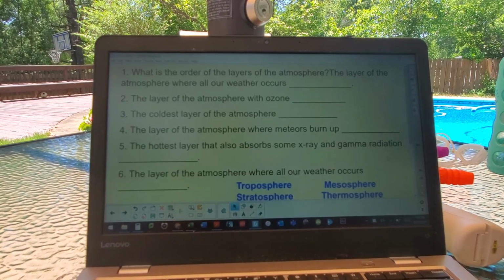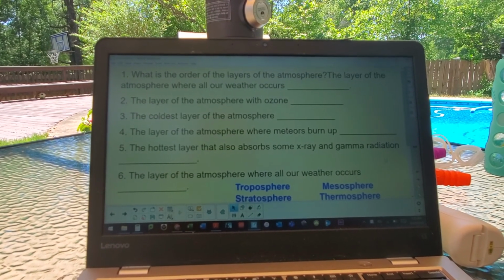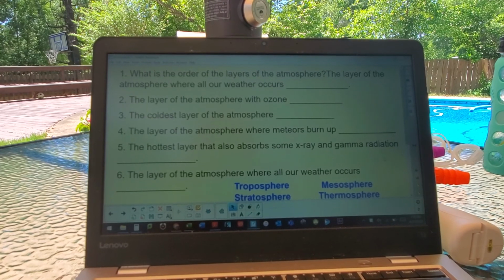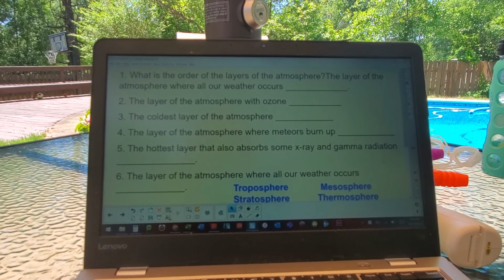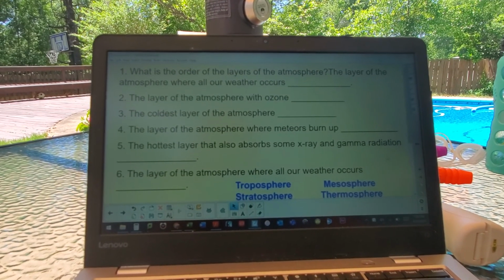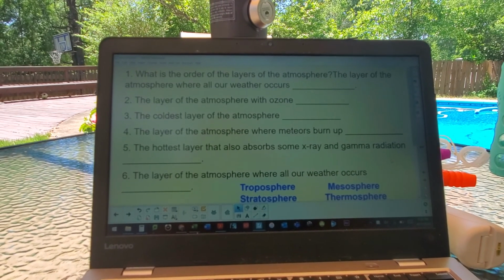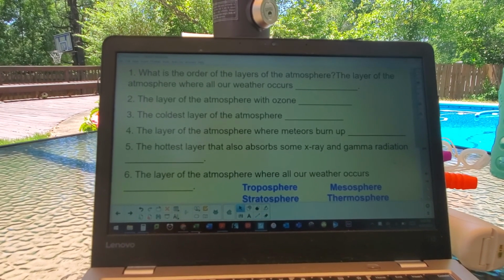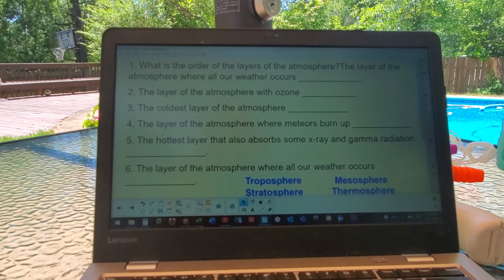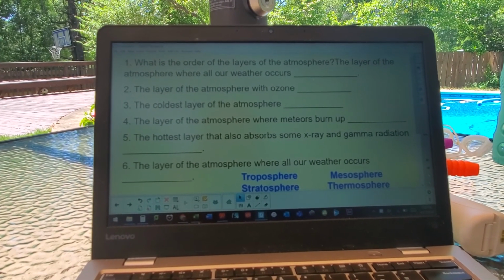Now, moving on through here, what else do we have? What's the order of the layers of the atmosphere? Well, we know that's the TSMT. TSMT is the order. All right, so you have the troposphere, stratosphere, mesosphere, and thermosphere. The layer of the atmosphere with ozone, that's our stratosphere.